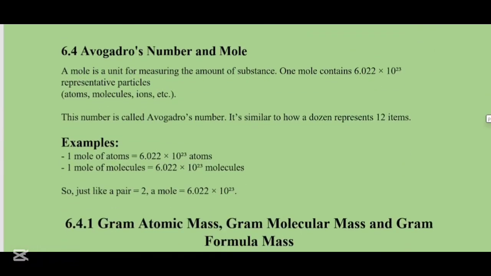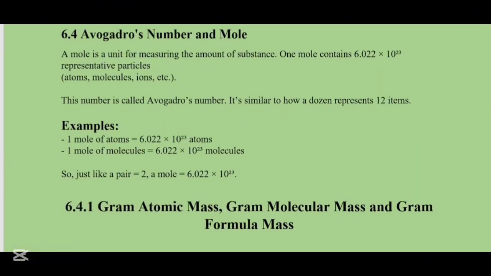Now let's talk about Avogadro's number and the mole. A mole is a unit for measuring the amount of a substance. 1 mole contains 6.022 times 10 to the power 23 representative particles like atoms, molecules, ions, etc. This number is known as Avogadro's number.